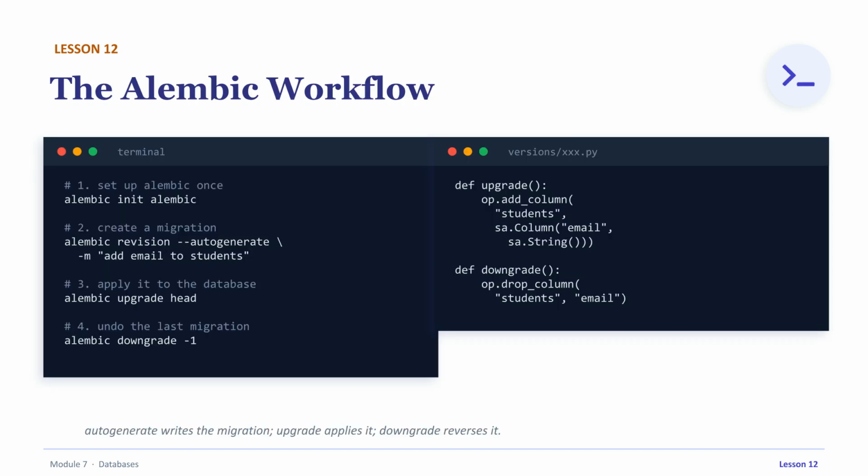The workflow is 4 commands. Initialize Alembic once. Auto-generate a migration, and it detects what changed in your models. Apply it with upgrade, and if something breaks, downgrade to undo it. Each migration file has an upgrade and a downgrade function.